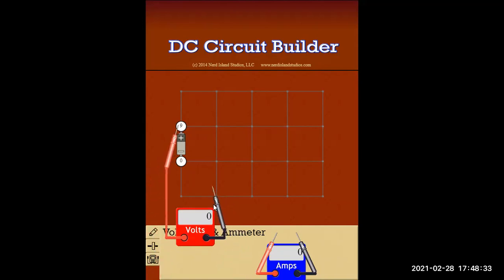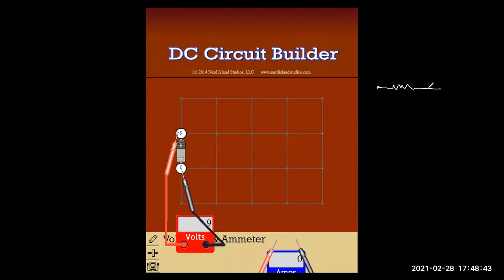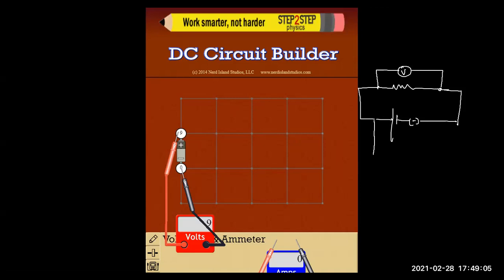You put the terminals of the voltmeter like this across the circuit. Suppose this is some resistance, this is a battery, and this is a switch that is on. Let's say you want to find out the potential difference across this resistor. So how do you connect the voltmeter? Like this. You want to find out how much potential difference is across this battery, you connect the voltmeter like this. This is a simple diagram to connect a voltmeter.